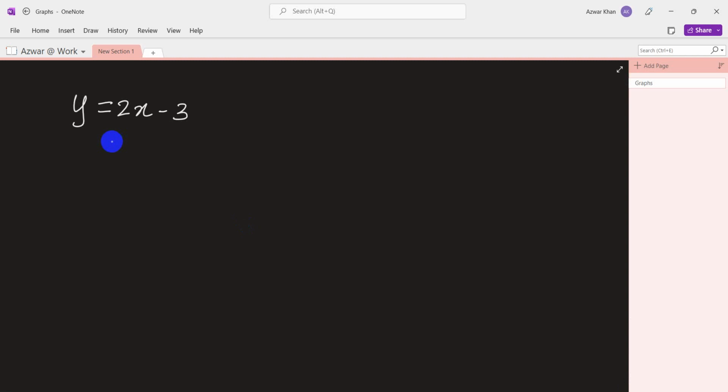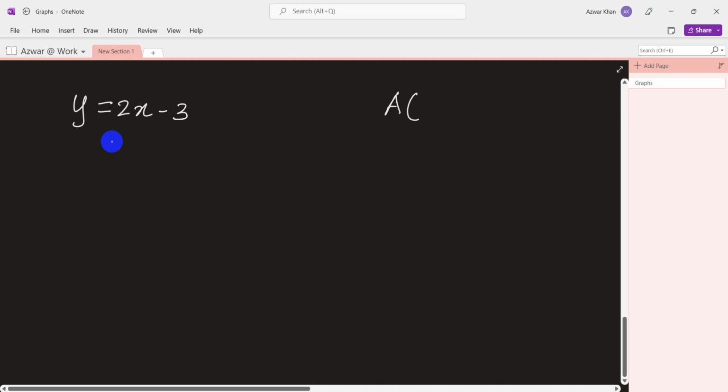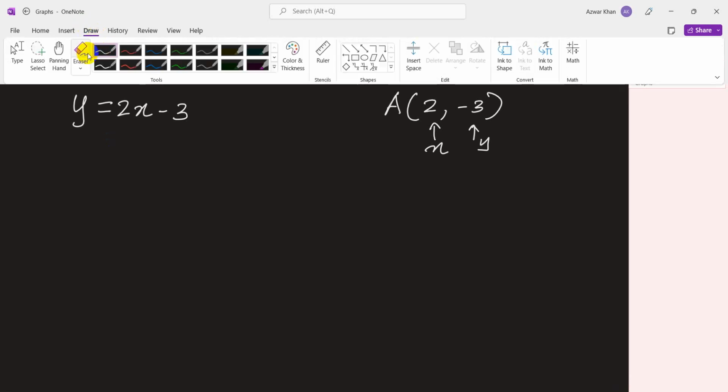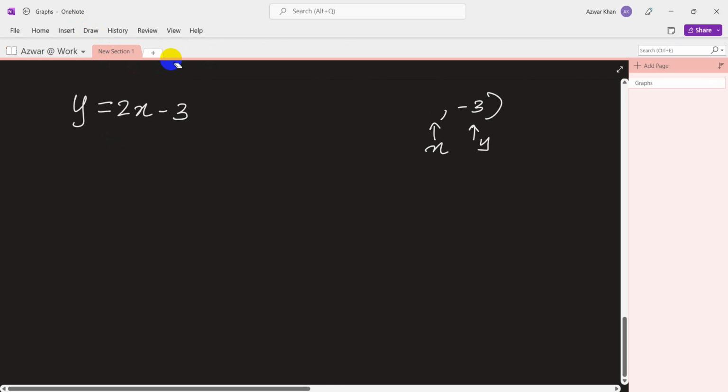In order to draw this graph, we need two values. If you refer to my first video, I have explained about coordinates. Each coordinate contains two values, that is the x value and the y value. So in order to draw this graph, it is important for us to have these two values in each point.